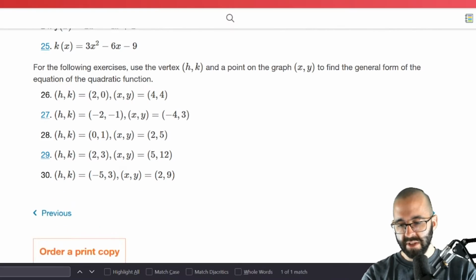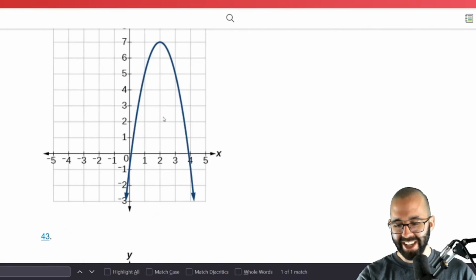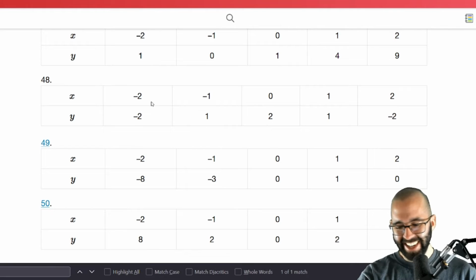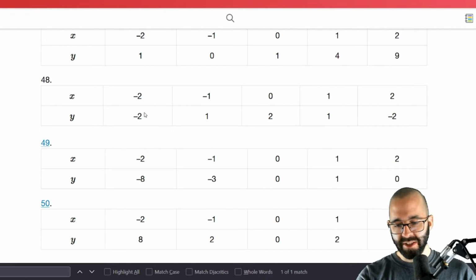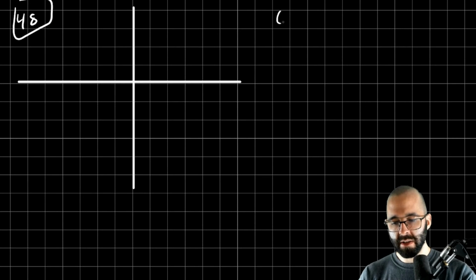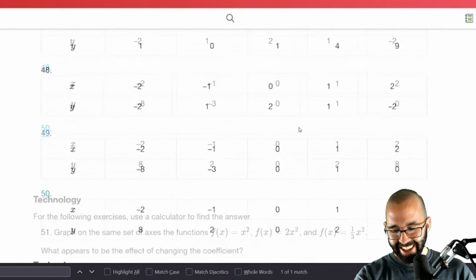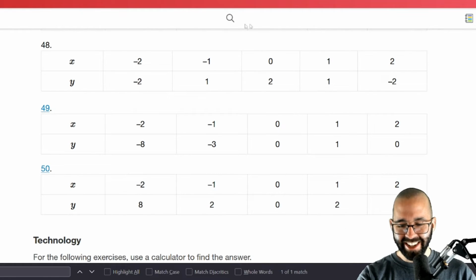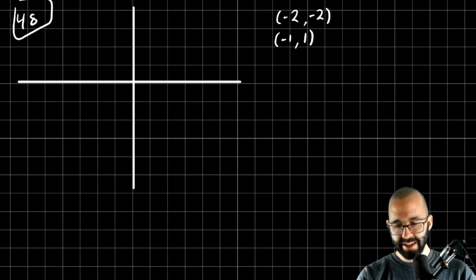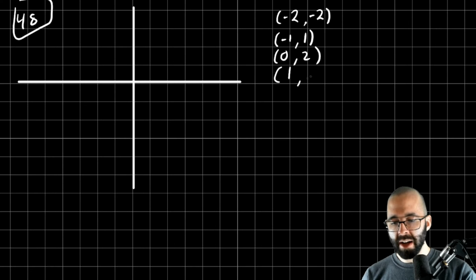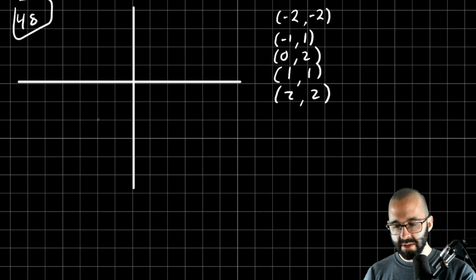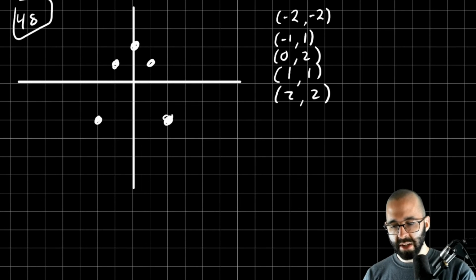If we graph these points on number 48, that's negative 2, negative 2, negative 1, positive 1. What problem are we even doing? 48? 0, 2. Positive 1, and positive 2, positive 2. So we could plot those points. And when we do that, we get this parabola.